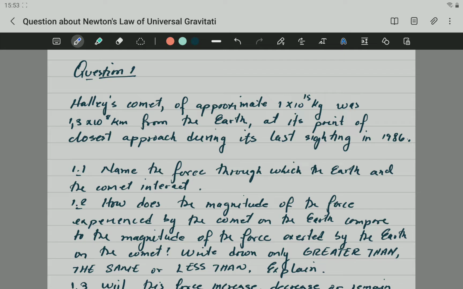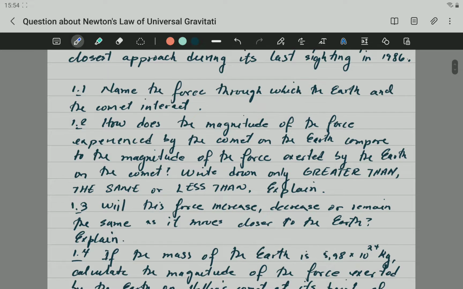We are going to make a video on Newton's law of universal gravitation. This is a question just about this topic, so let's go through the question slowly and see if it's not too problematic. Halley's comet of approximately 1 times 10 to the 15 kilograms was 1,3 times 10 to the 8 kilometers from the Earth at its point of closest approach during its last sighting in 1986. Name the force through which the Earth and the comet interact.